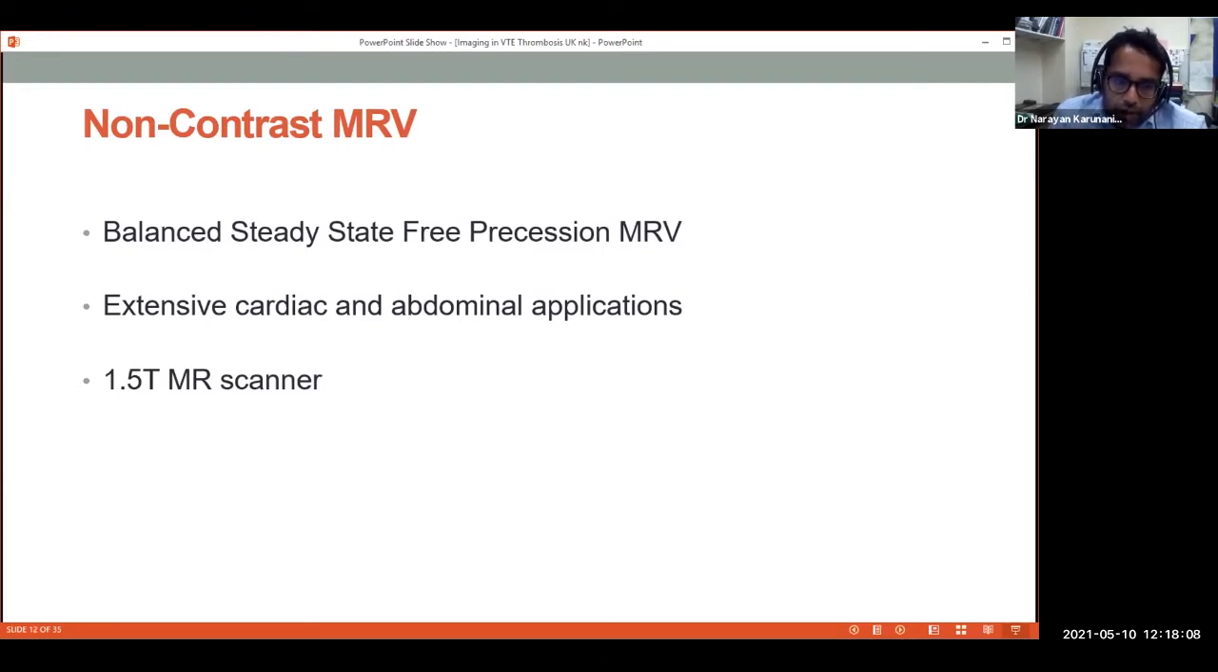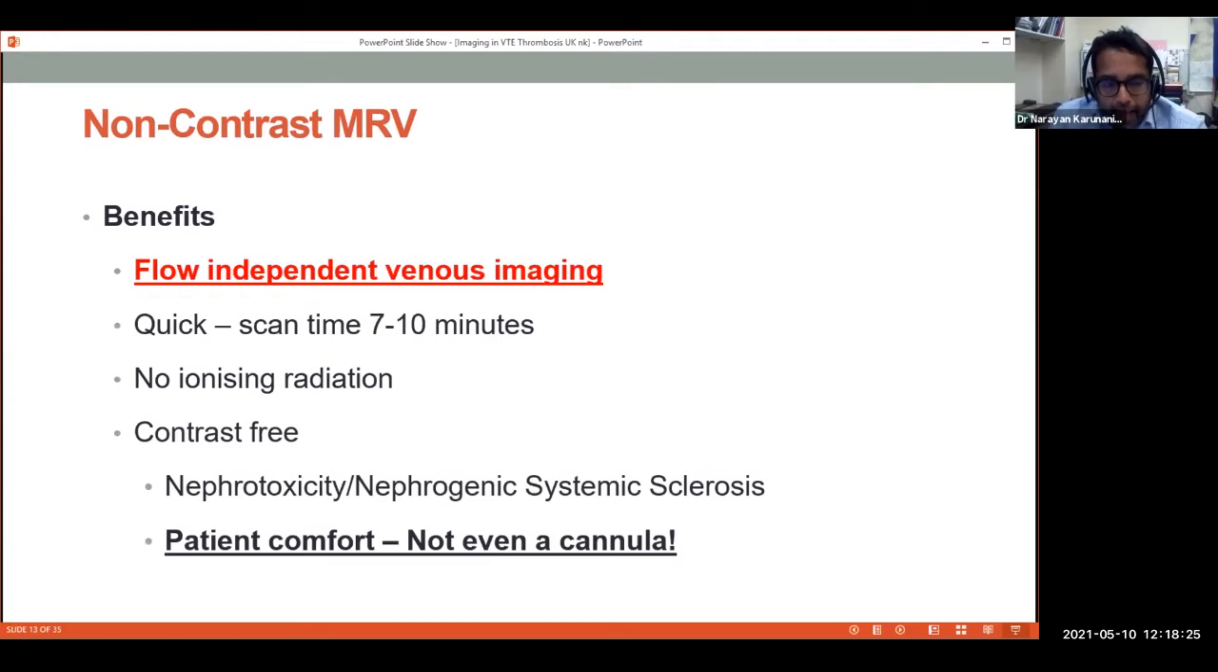The protocol we use is a very standard technique of acquisition, which is available on any MRI scanner. So this doesn't involve any special purchases of additional packages, for example. It can be done on pretty much every single MR scanner up and down the country. The additional benefit is because we're using the patient's own inherent contrast, as it were, within their veins, it's not dependent on flow, which is important for venous imaging. And importantly, it's also a very quick scan. It only takes about 7 to 10 minutes.